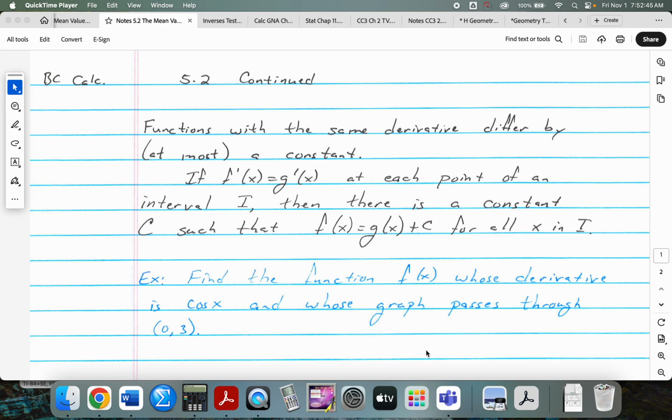Today we're going to continue looking at section 5.2. And we start with just a statement. Functions with the same derivative differ by, at most, a constant.